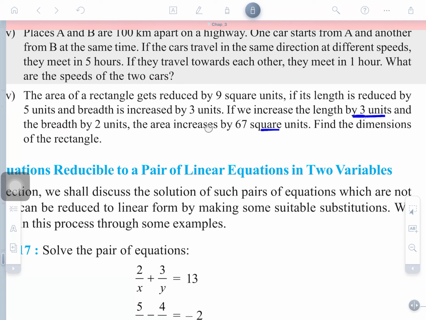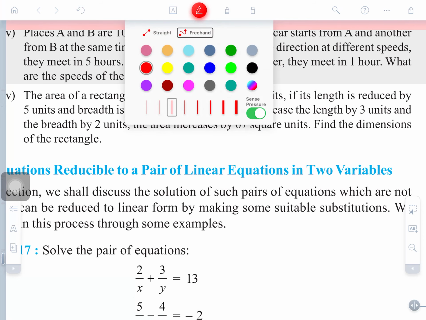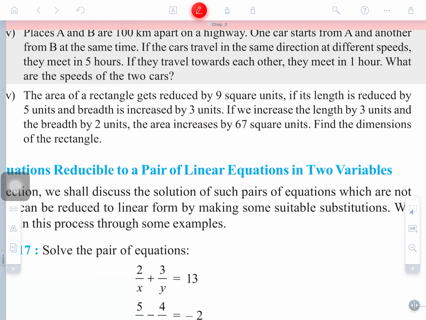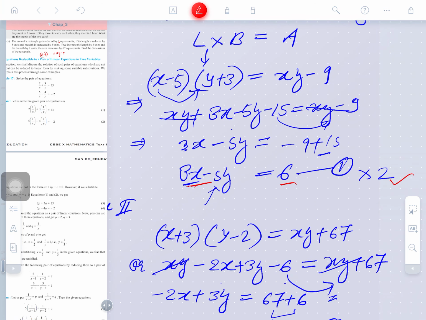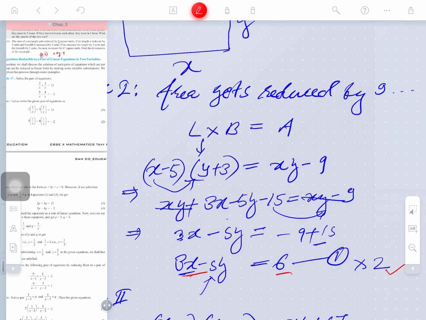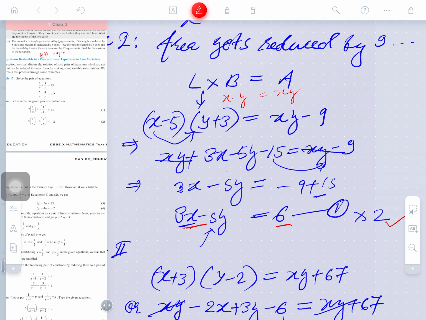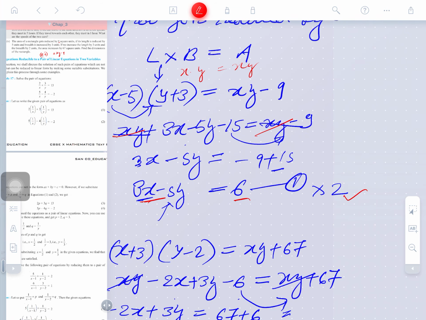Okay guys, right now I'm telling this again. Very carefully this is to be done. The area of the rectangle gets reduced by 9, so it means xy minus 9. If the length is reduced, x minus 5, and the breadth increased, y plus 3. First case, y plus 3, it is correct. Area is x into y, which is xy, this is the area. xy minus 5y plus 3x, minus 15, xy cancels. The first equation is correct.